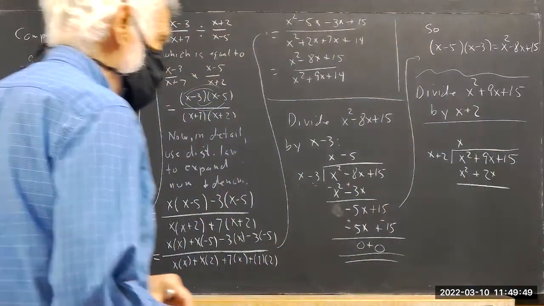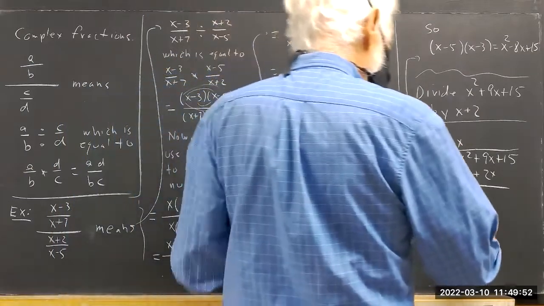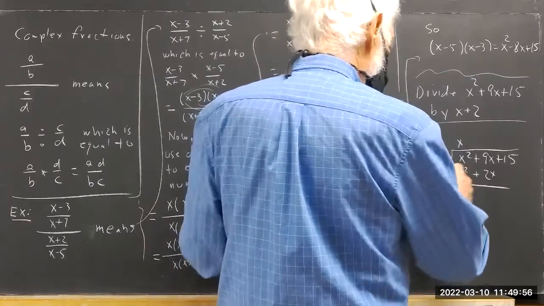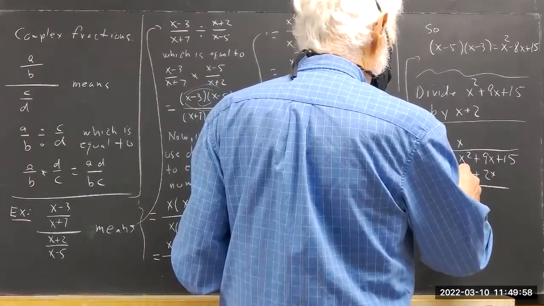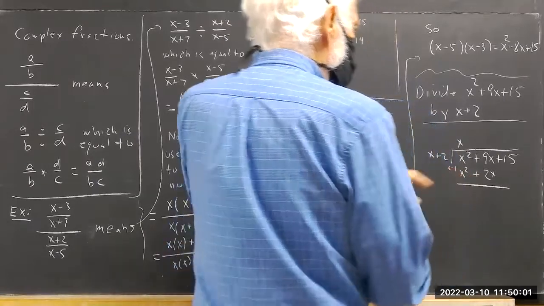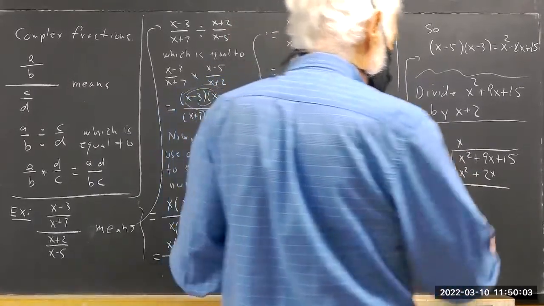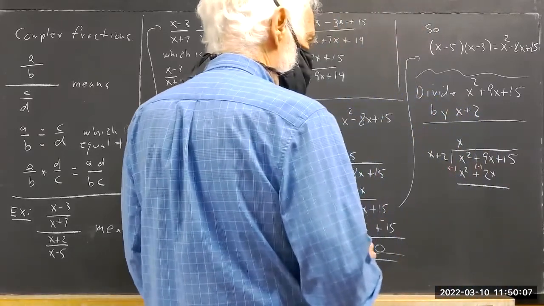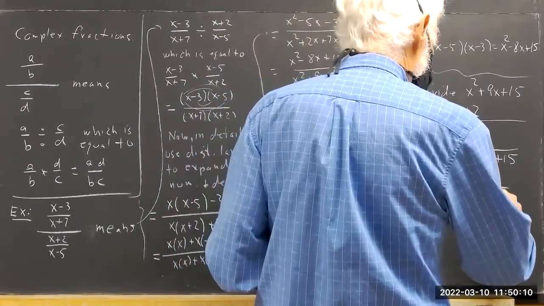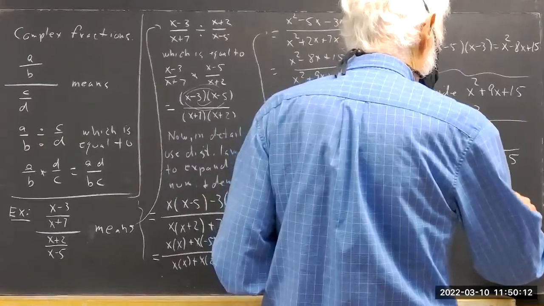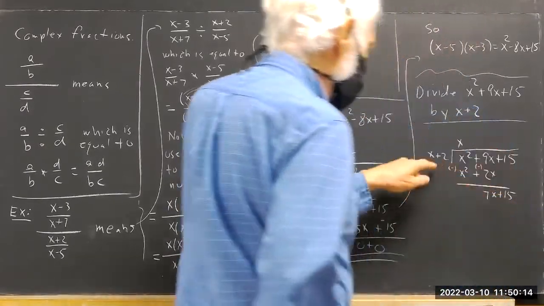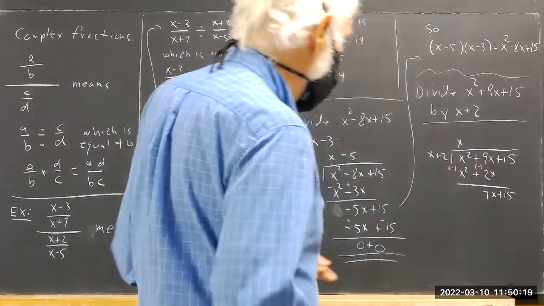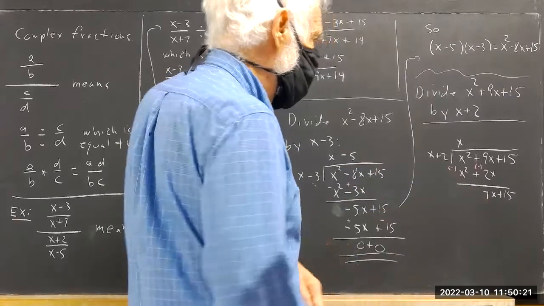And now I write down little tiny positive and negative signs here. Maybe even put parentheses around them. It might not be a bad idea. So we're actually going to do x squared and a negative x squared, and a 9x and a negative 2x, which is going to leave us with 7x. And then we're going to need that 15 to match up with whatever we multiply by 2. Okay. Then x goes into 7x 7 times.